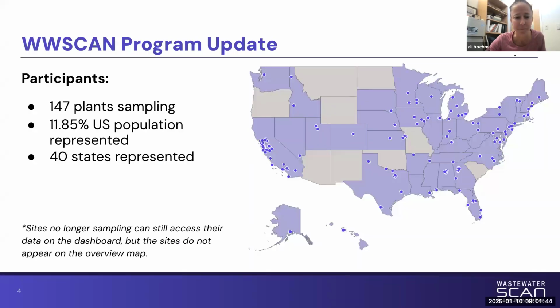Next slide. So we currently work with 147 plants across the United States that serve 12% of the US population, and we work in 40 states. Next slide.